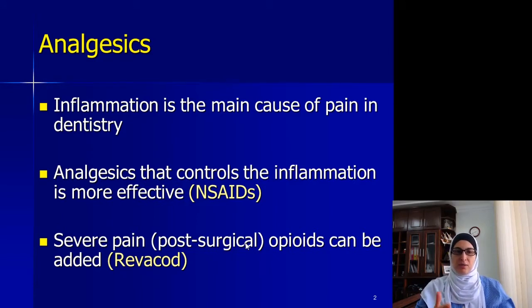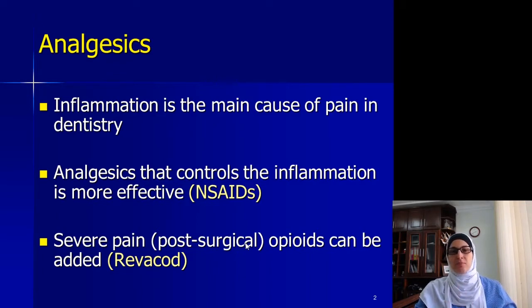Starting with the analgesic part, during the last couple of lectures we discussed the dental pain, the main cause of dental pain, which was inflammatory. So we had pulpitis, we had periapical periodontitis, so there's an inflammatory action. And obviously if you want to relieve the pain, then you need to reduce the inflammation. And this is why we tend to use anti-inflammatory medication to control the dental pain.